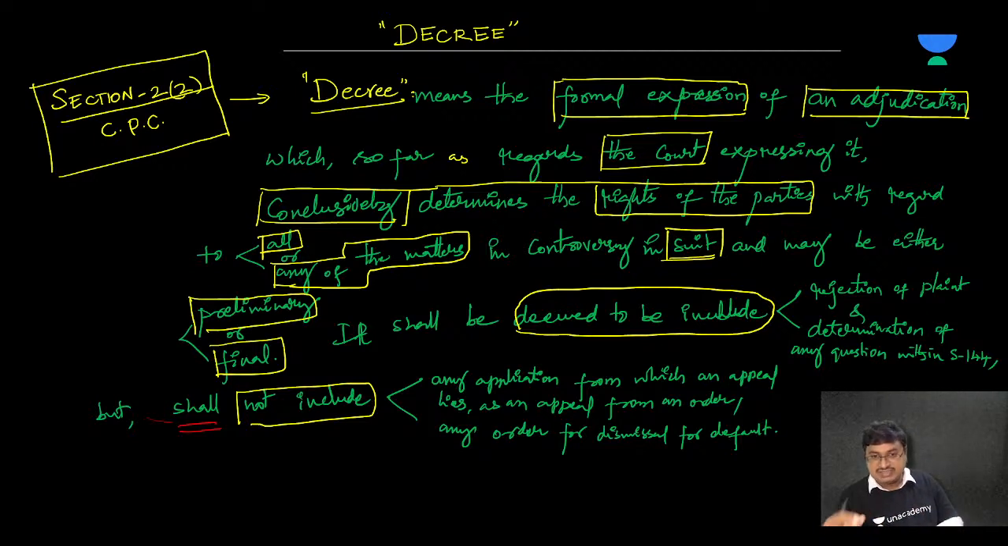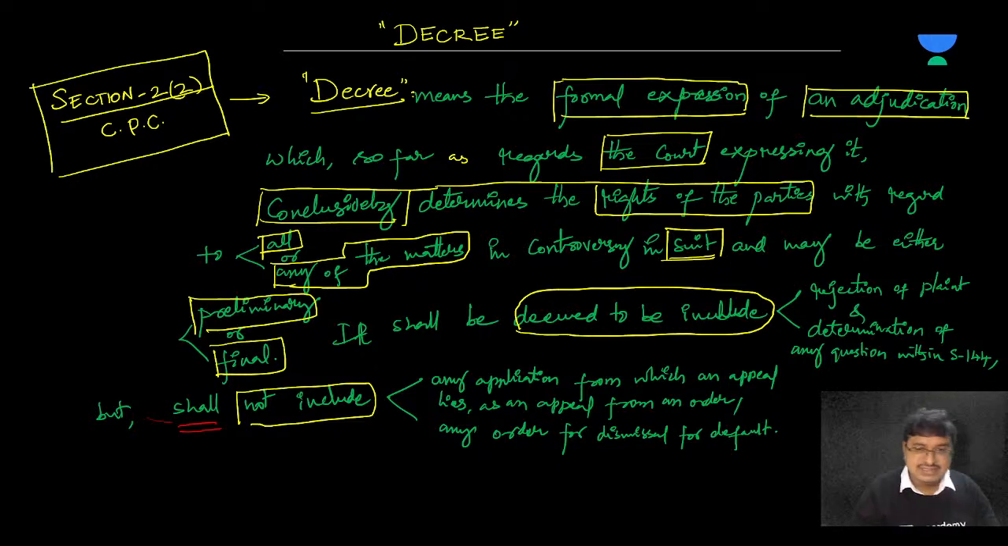Thereafter, there is a part 3. Part 3 speaks about the exclusive definition. It speaks that it shall not include any application from which an appeal lies as an appeal from an order, or any order for dismissal for default. These shall not come under the purview of decree. It is the exclusive definition. There is a fourth part. It says about types of decrees. It may be either preliminary or final. Thus, these are the important parts involved in the word decree, friends.